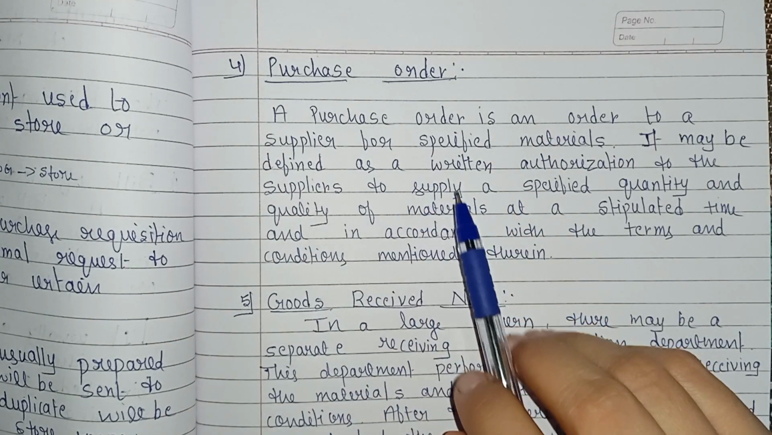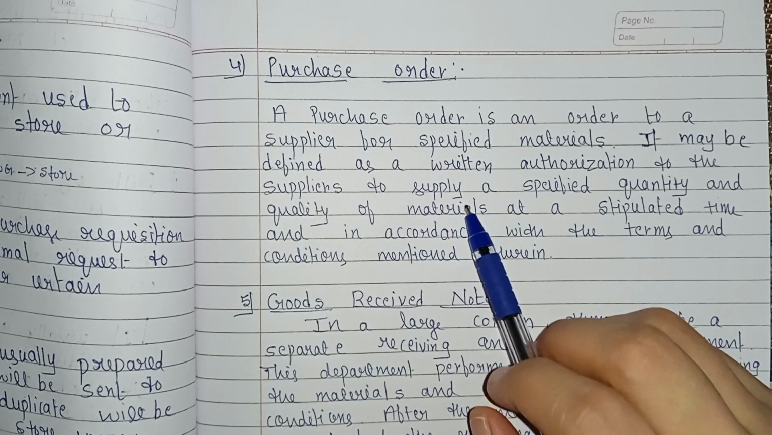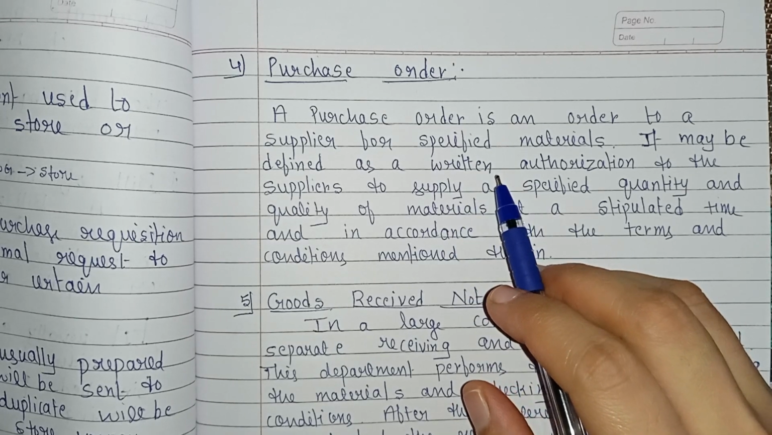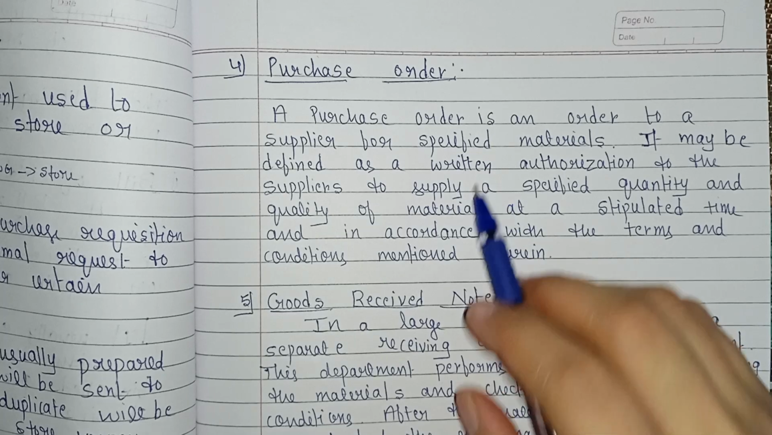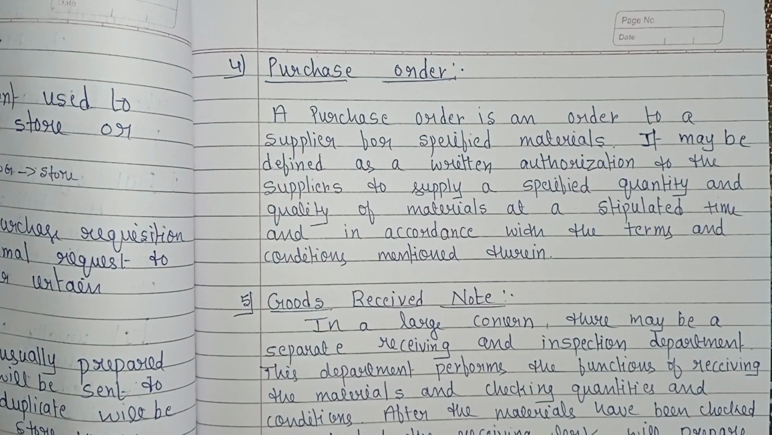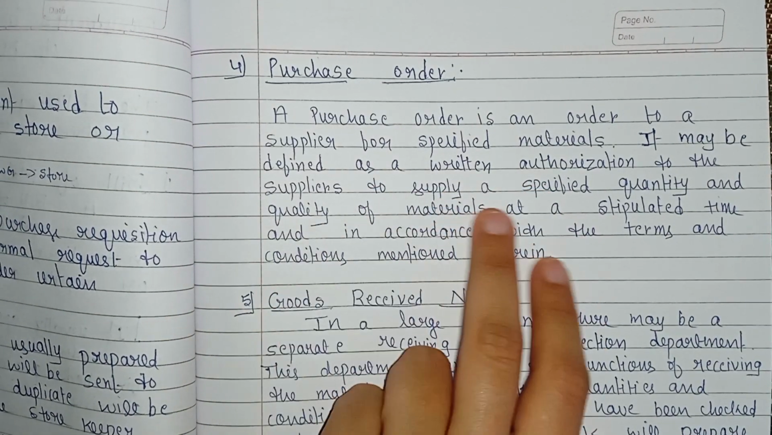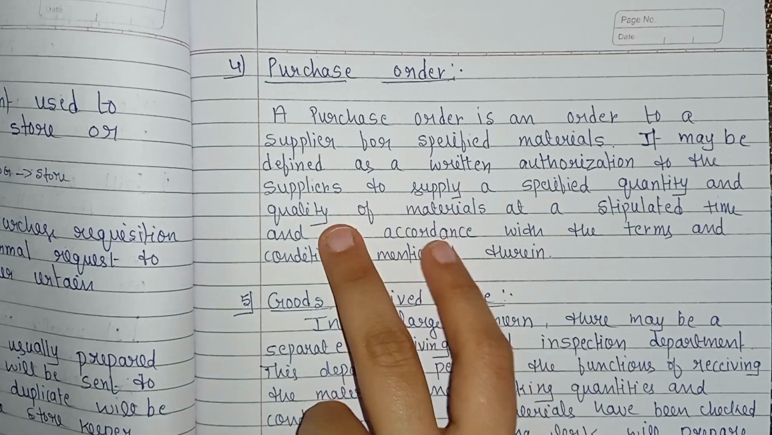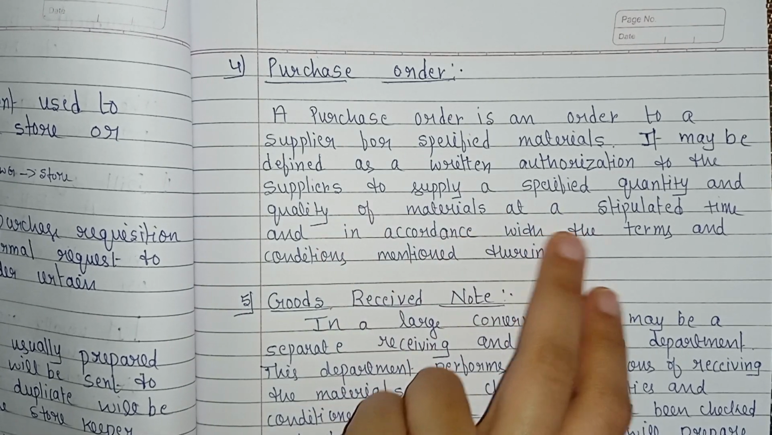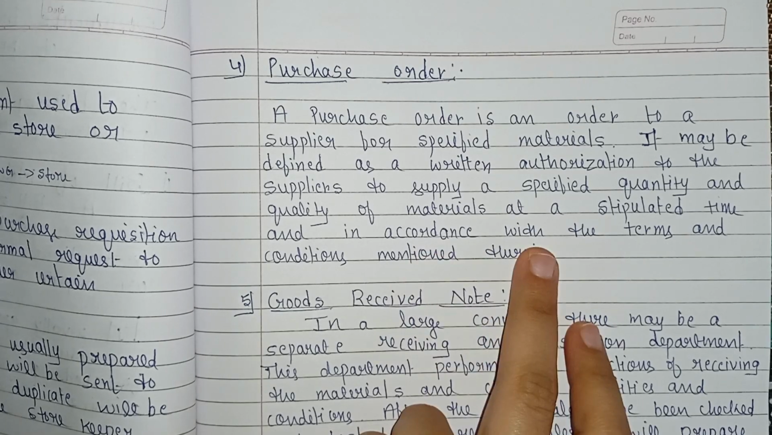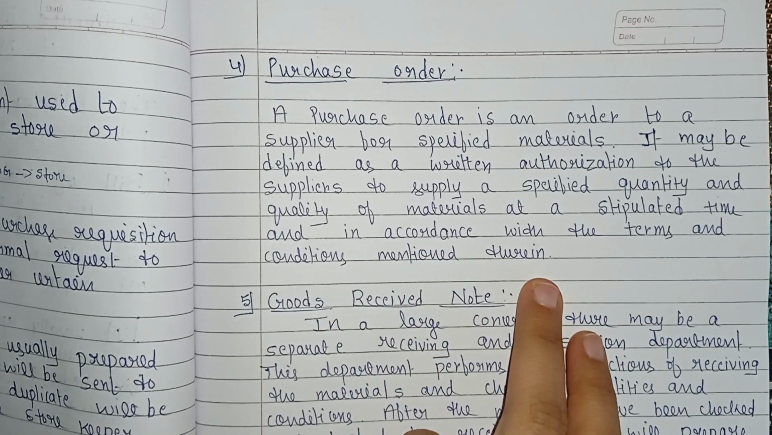Specified materials, what does it mean? It may be goods or services, meaning the exact items or services that are clearly described and listed in a purchase order. Specified materials means exact items or services. Clear? It may be defined as a written authorization to the suppliers to supply specified quantity and quality of materials at a stipulated time and in accordance with the terms and conditions mentioned therein.